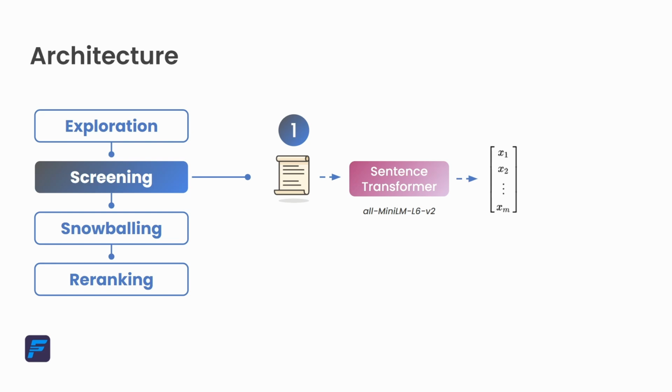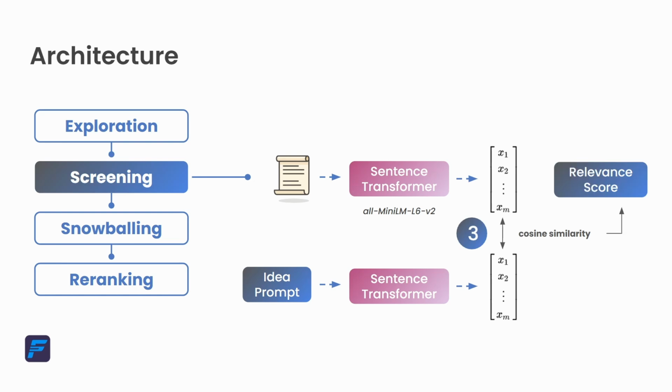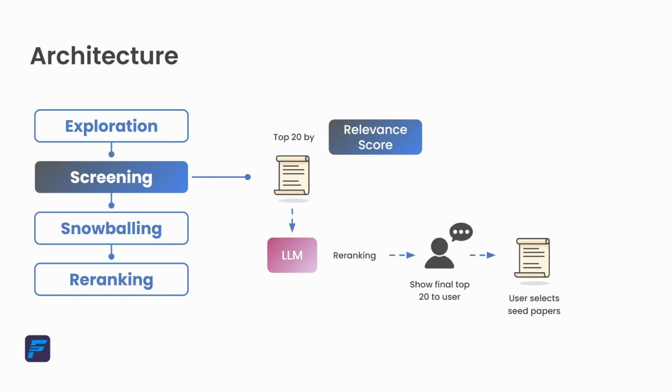And the idea then is, once we have this, we do this for the idea prompt as well. So the idea prompt also goes to the sentence transformer, also gets a vector representation in the same vector space, and then it's quite easy now to just do cosine similarity between these two vectors to get an overall relevance score, an overall measure of how related our candidate paper might be to our idea prompt. And then you want to repeat this over and over for every single one of the 150 potential candidate papers that we found.